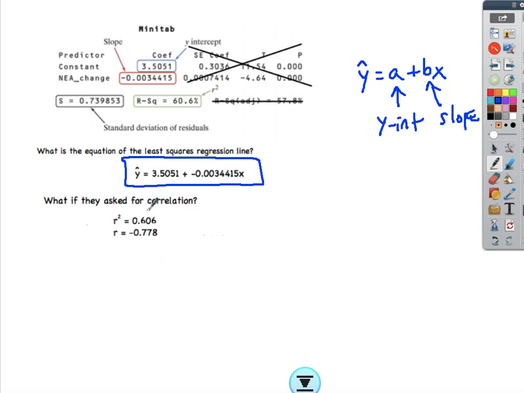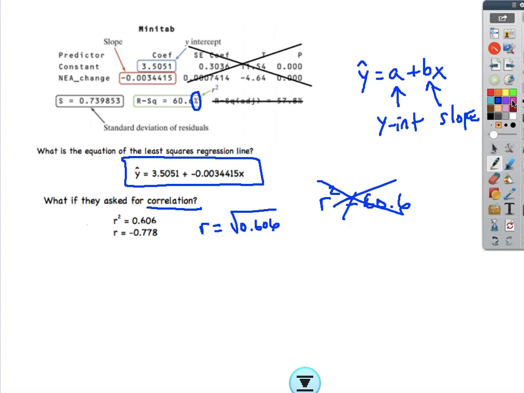Now, if you're asked for the correlation, remember the correlation is R. Here you're given R squared. Remember that in this particular case, R squared is not 60.6. Some people are going to accidentally write it like that. It's a percent. So it's not 60.6. It's actually 0.606. And if you want R, you're going to have to take the square root of 0.606.